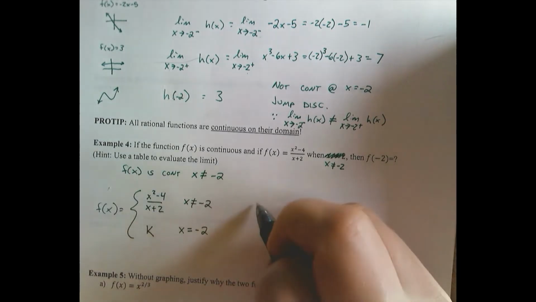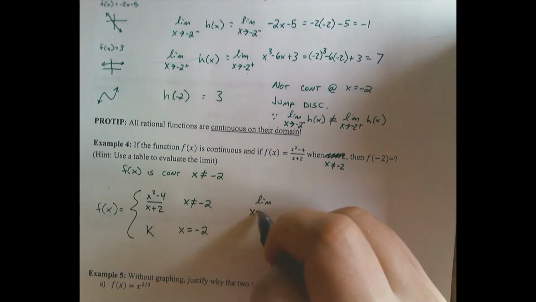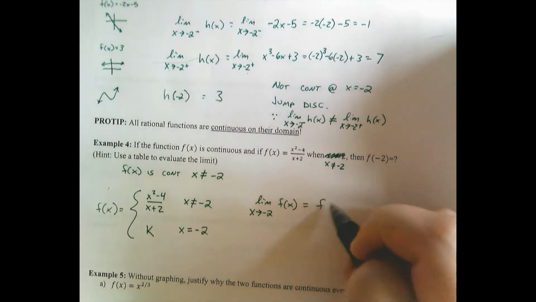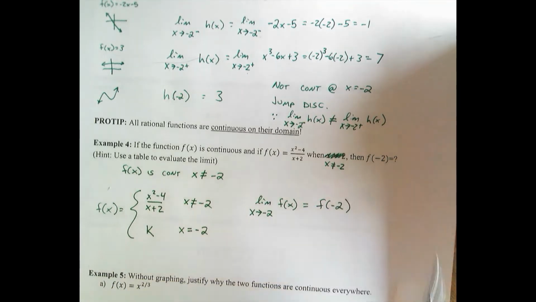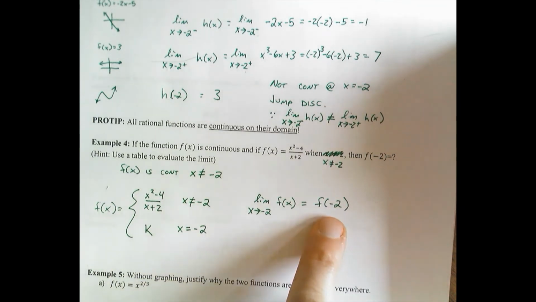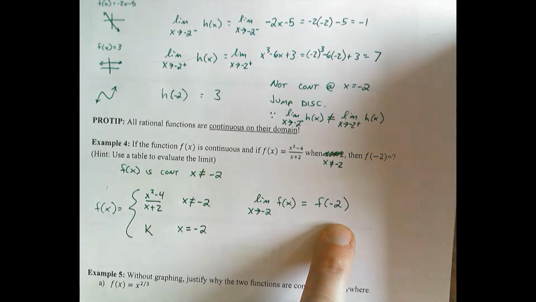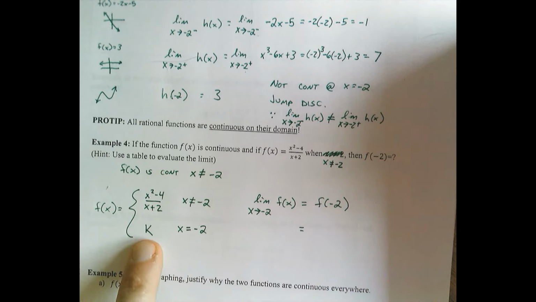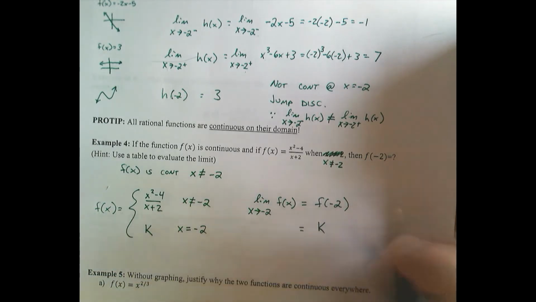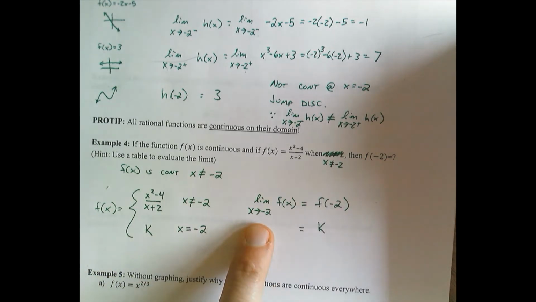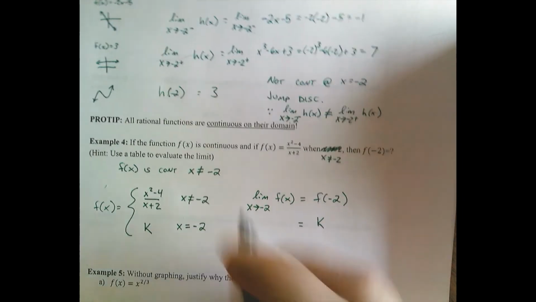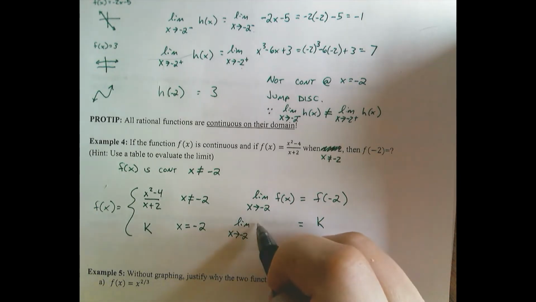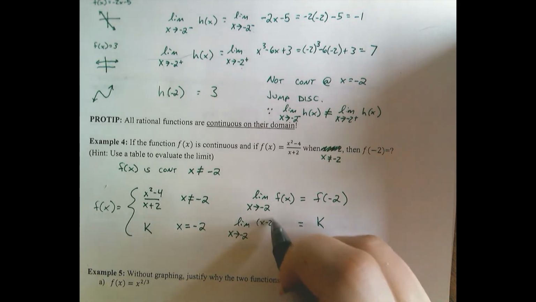In other words, the limit as x approaches -2 of the function better equal f of -2. That way the two-sided limit equals the function and continuity is established. Well, we know f of -2 from our piecewise function, so we're going to define that. But we do not know what this is. So let's work at solving this out. As x approaches -2, I'm going to go ahead and factor the numerator.